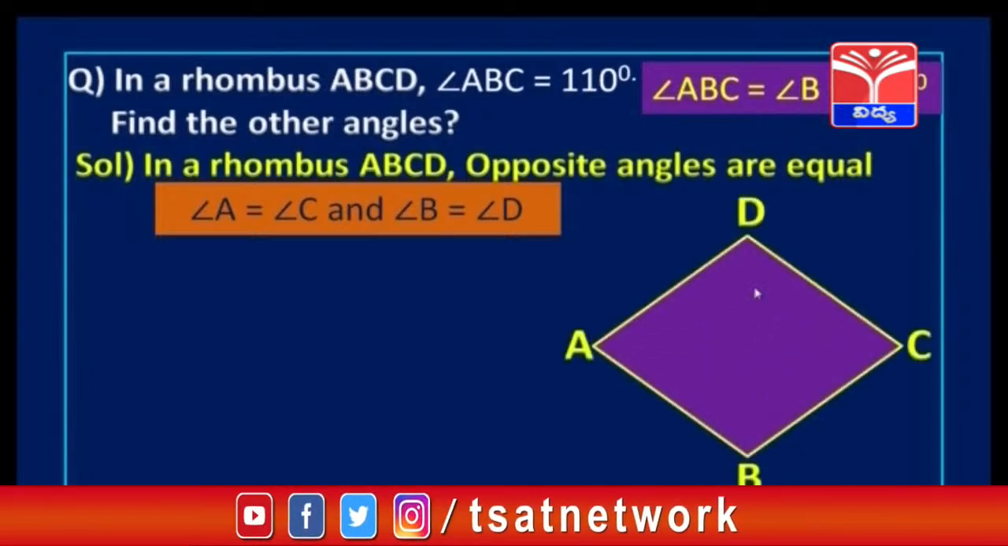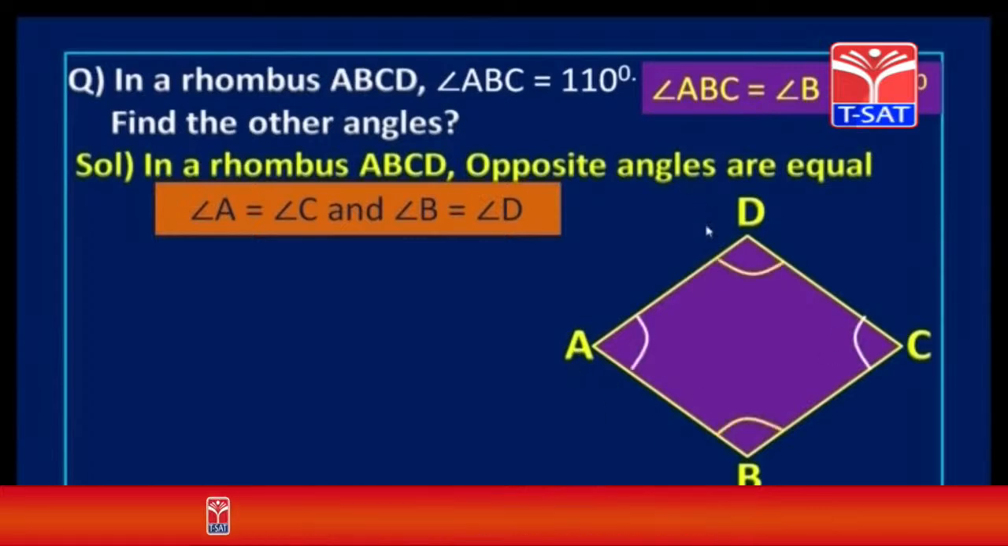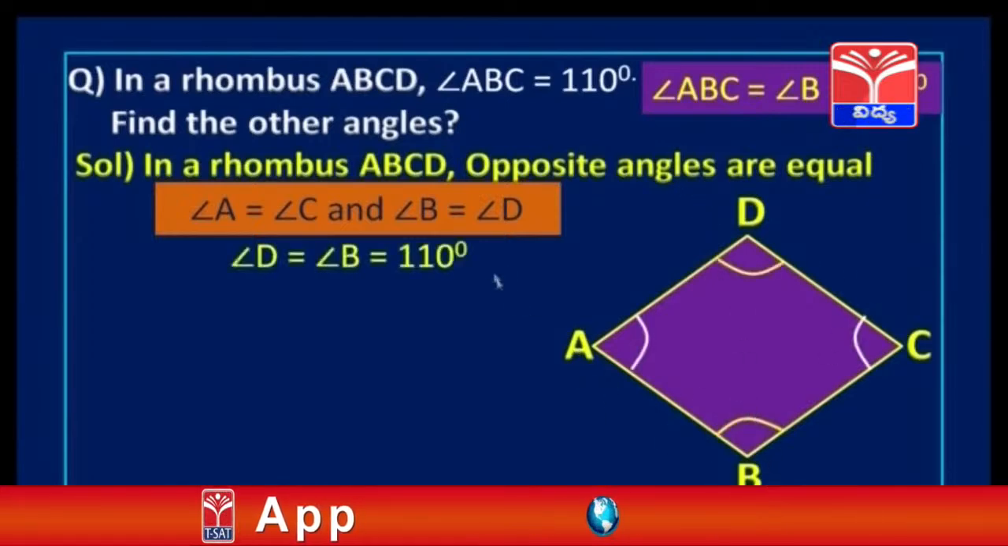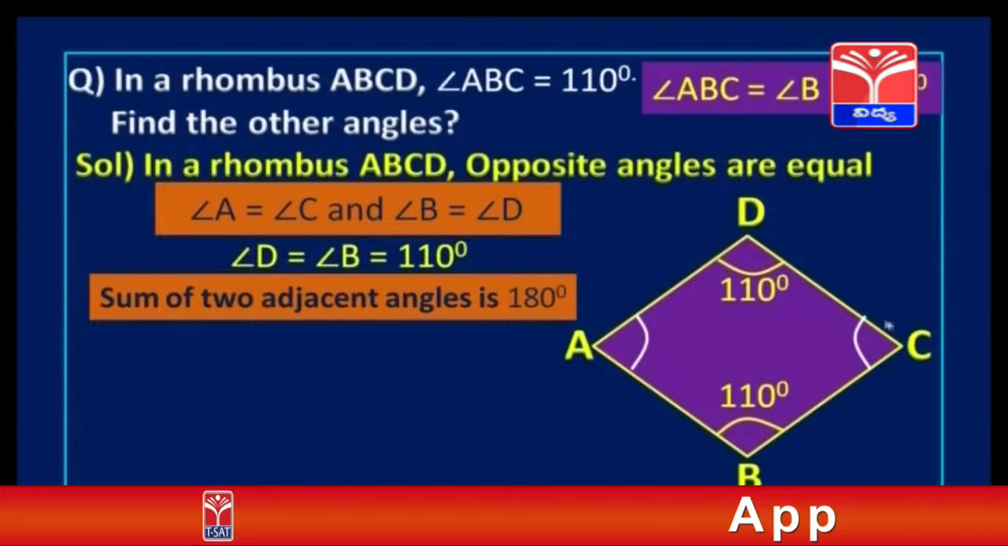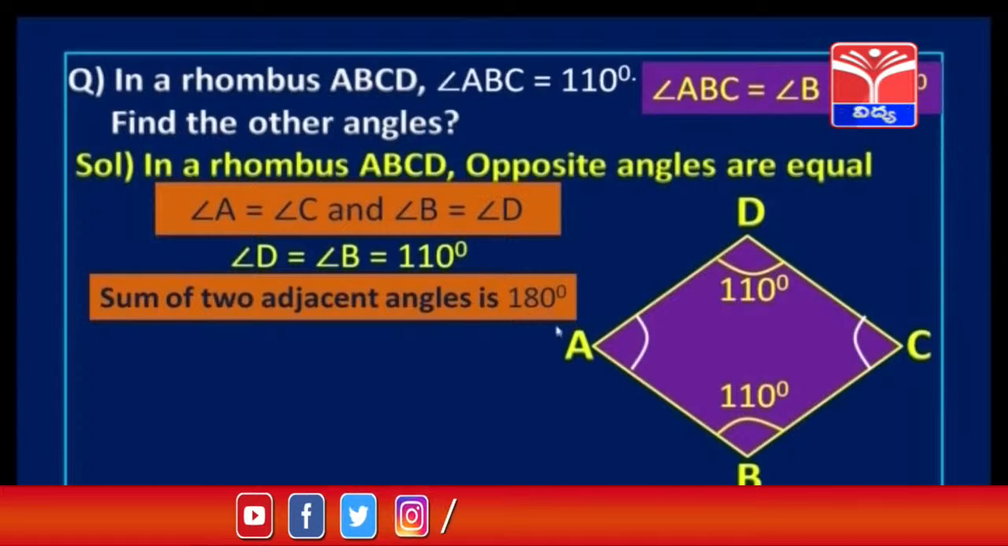So from this what you can understand children? Yes, ABCD is a rhombus and angle B equal to 110 degrees. What is the opposite angle of angle B children? Yes, it is angle D. So I can say angle D equal to angle B equal to 110 degrees. Now what are the remaining two angles? Yes, they are A and C. Children, in a parallelogram or in a rhombus or in a rectangle or in a square, sum of two adjacent angles will be 180 degrees.